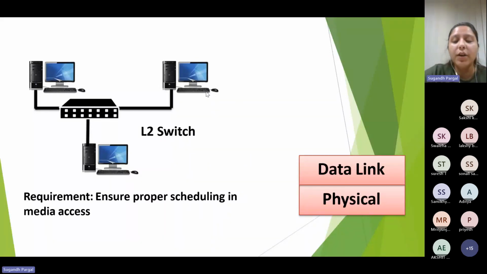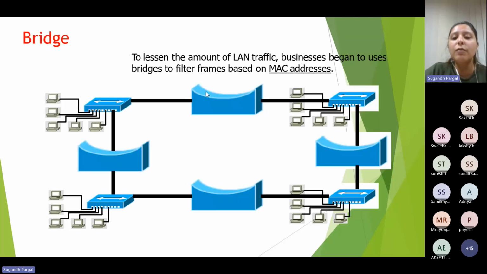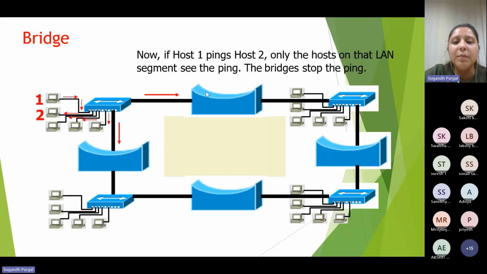So in a bridge, it is a kind of multiple hub, in which it lessens the amount of LAN traffic, and the communication is filtered based on the MAC addresses only, as we talked about. Now if host 1 pings host 2, only the hosts on that LAN segment see the ping. The bridge stops the ping from being transferred to all the other machines or systems on that particular network. As you can see here in the figure, from 1 to 2 only it is able to communicate.